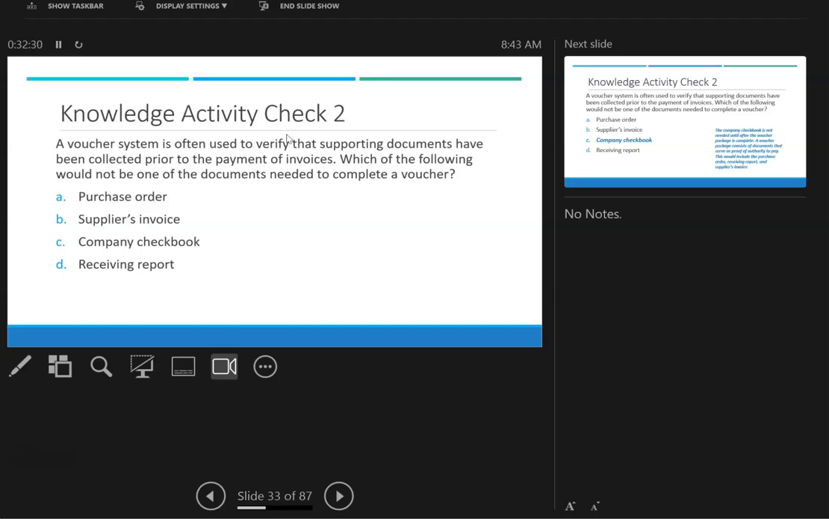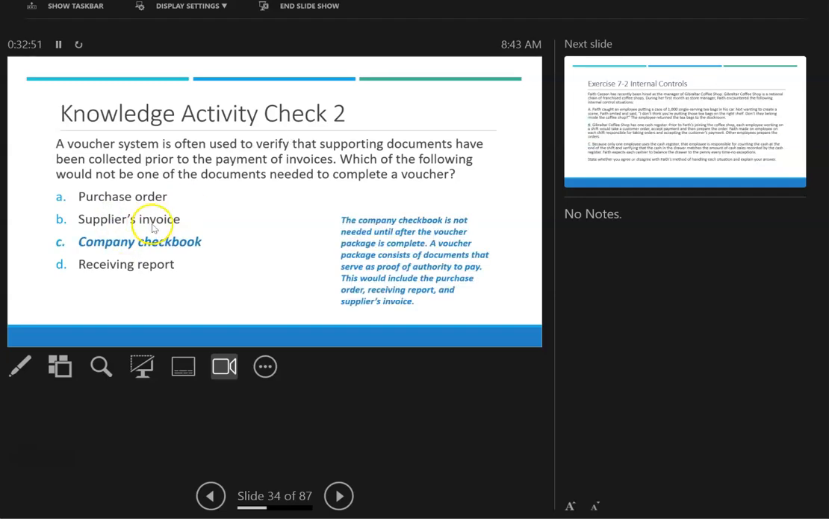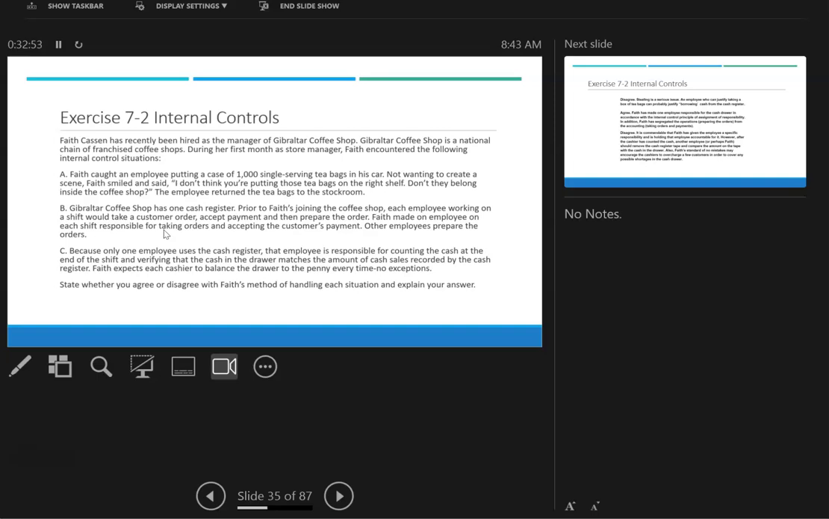Guys, a voucher system is often used to verify that supporting documents have been collected prior to the payment of invoices. Which of the following would not be one of the documents needed to complete a voucher? Anyone? C, company checkbook. Looks good. Correct. Now let's look at some examples of good internal controls and bad internal controls.